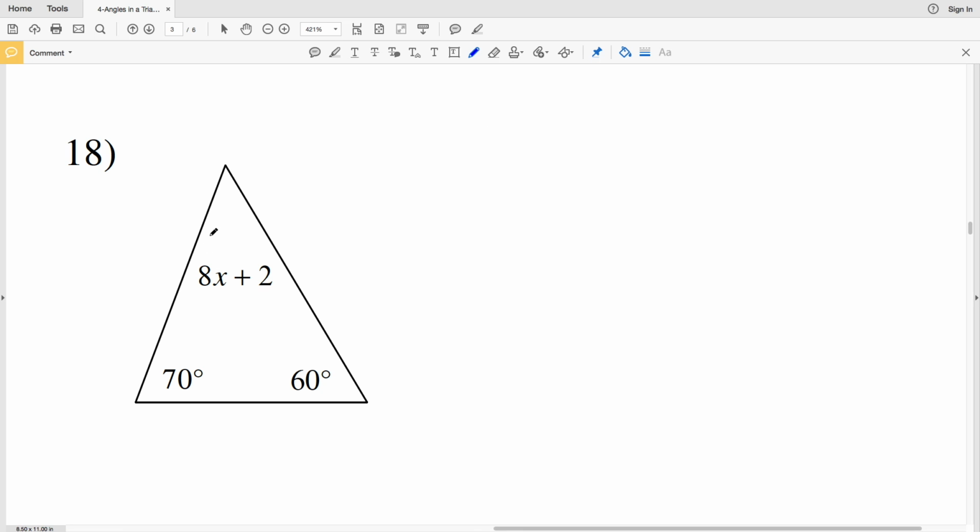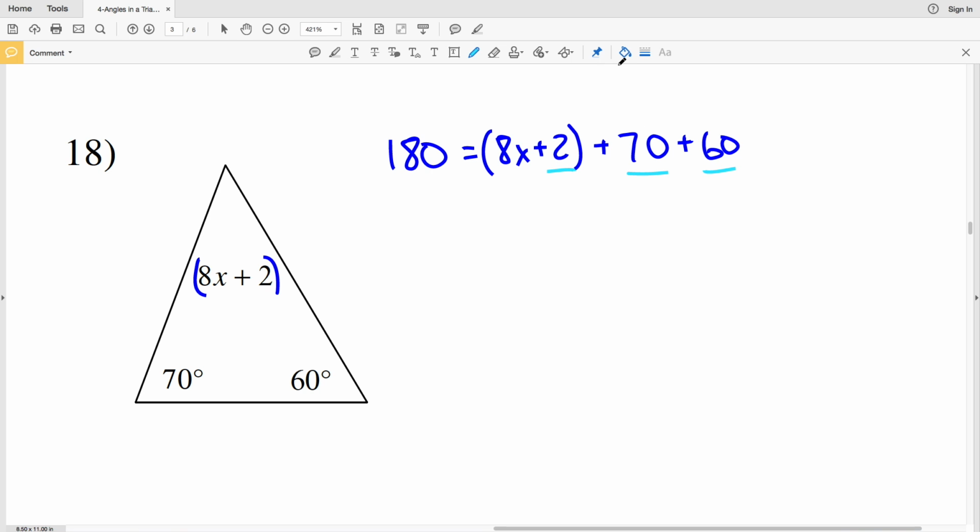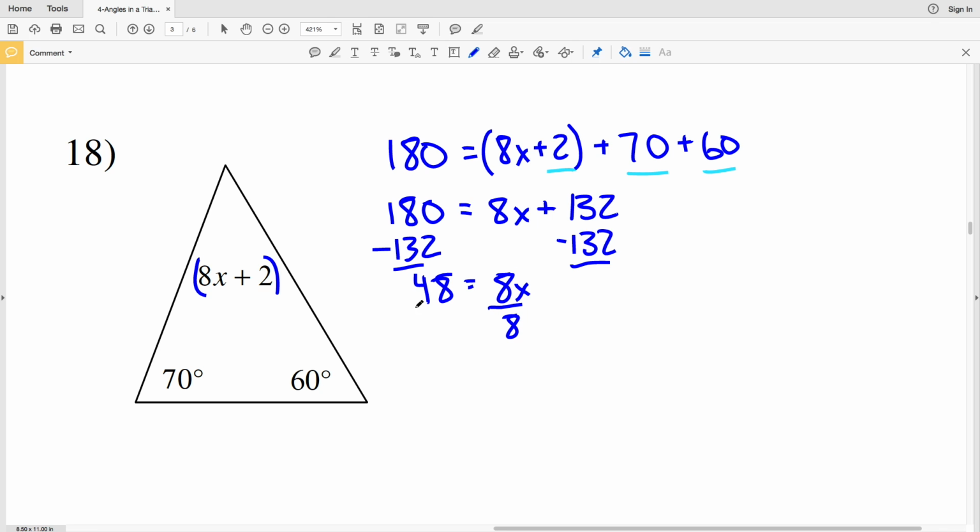In 18, again, the quantities of each angle sum up to 180 degrees, since this is a triangle. So 180 equals 8x plus 2 plus 70 plus 60. I'm going to add 2, 70, and 60 together, so I'll have 180 equal to 8x plus 132. I can add this 2, even though it's in parentheses, since my operation is addition between each of my terms, and I'm not removing the 8 from the x just yet. 180 minus 132 will give me a positive 48, and that is equal to 8x. So when I divide by 8, I get that 6 is equal to x in number 18.